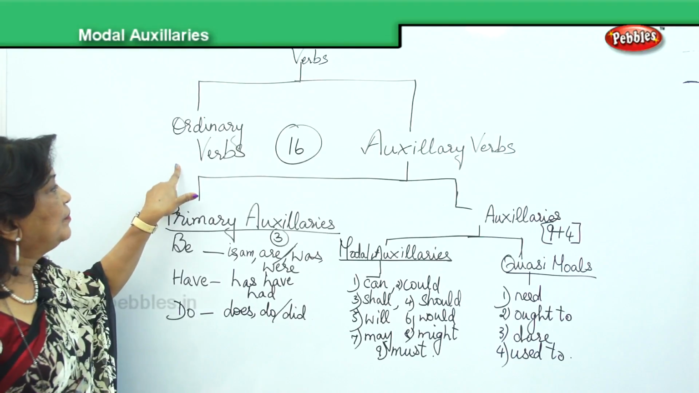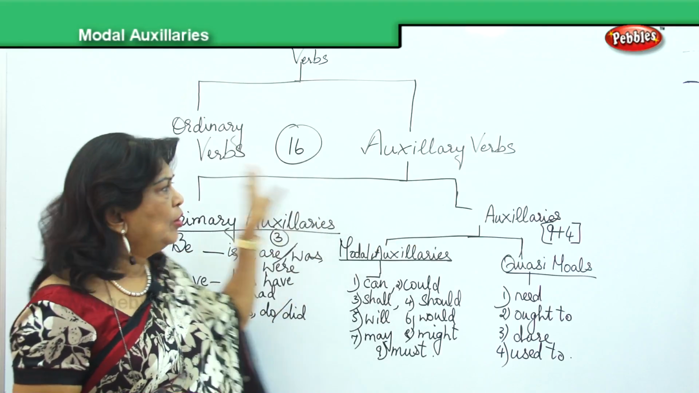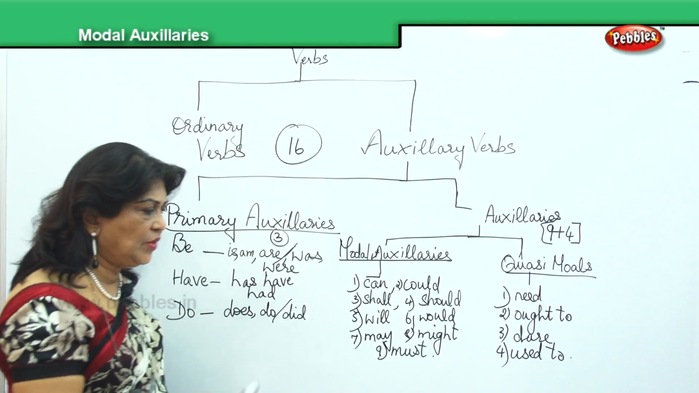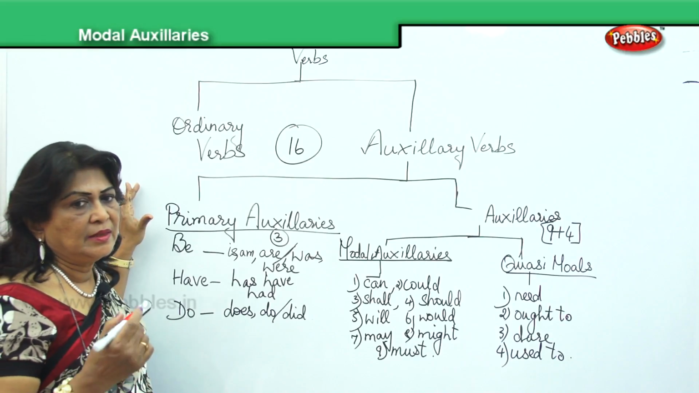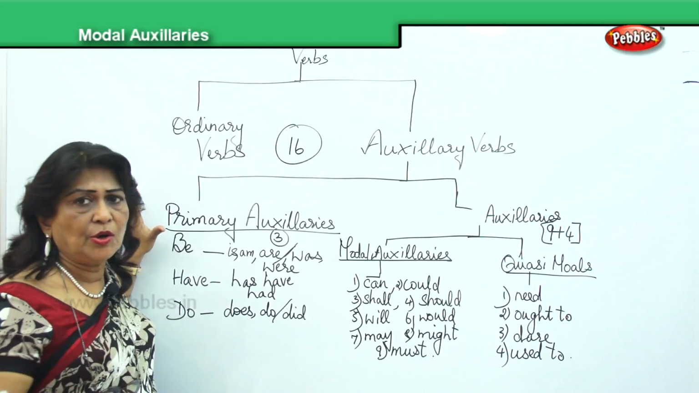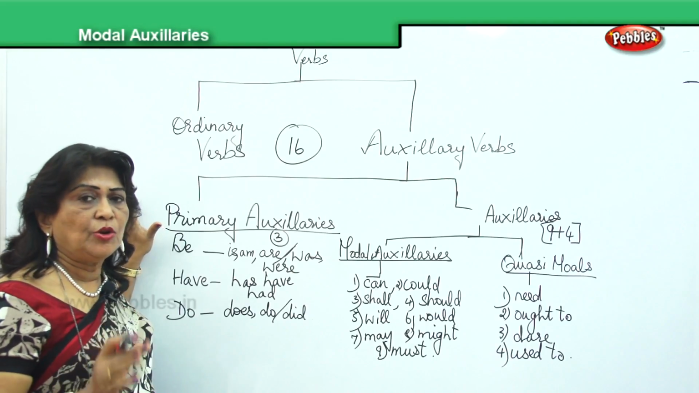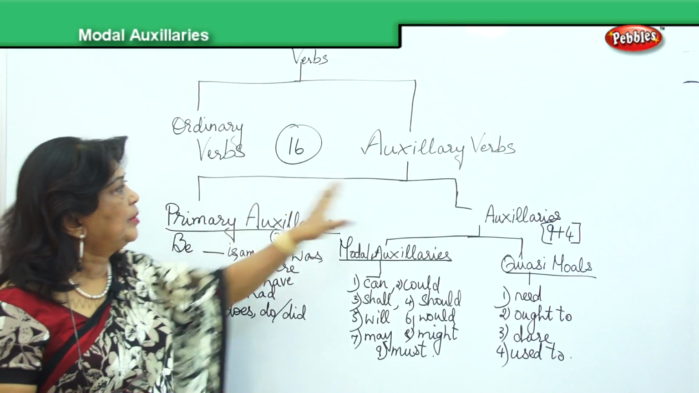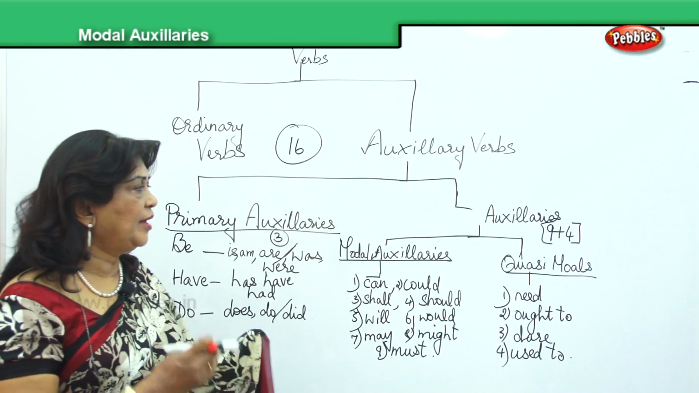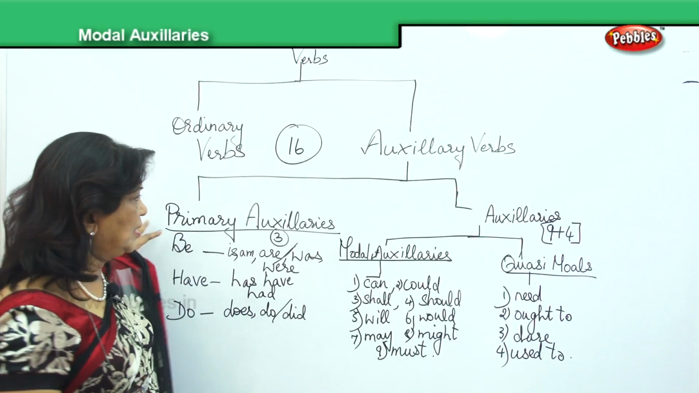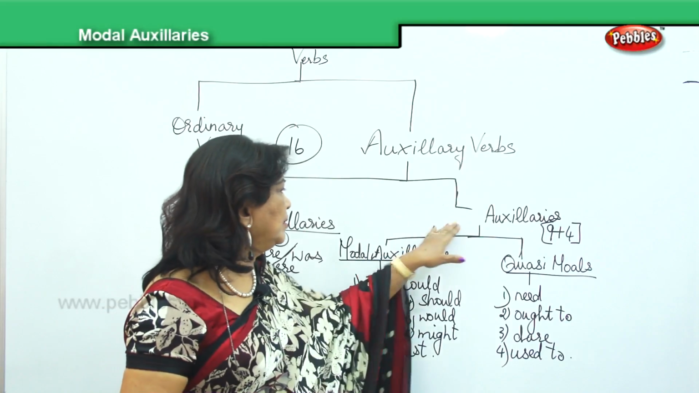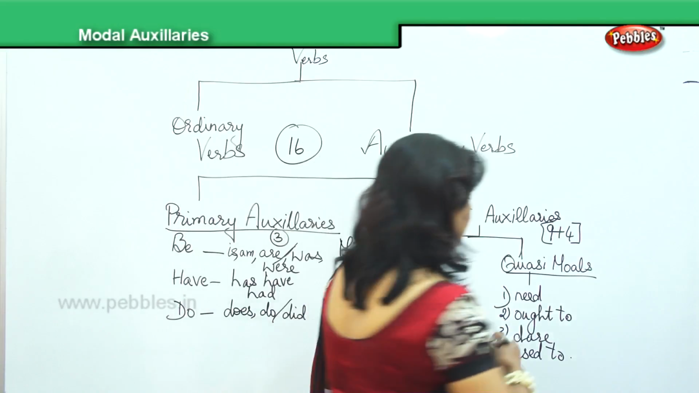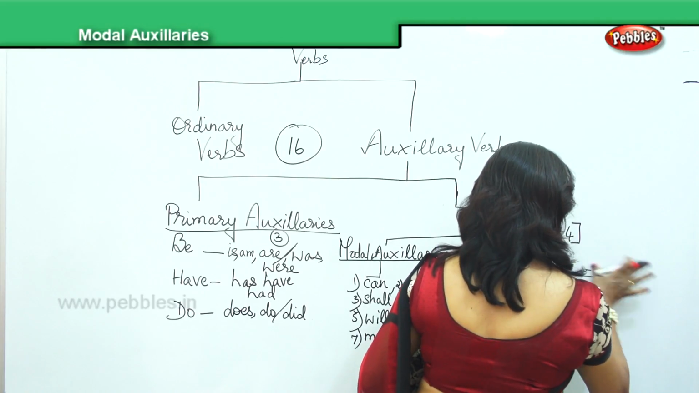We have ordinary verbs and auxiliary verbs. Ordinary verbs are all the verbs that we go through, like write, read, stand, sit, run. All these are ordinary verbs. Any word denoting action is an ordinary verb. But auxiliary verbs can be divided into the primary auxiliaries and the modal auxiliaries and quasi-modals.